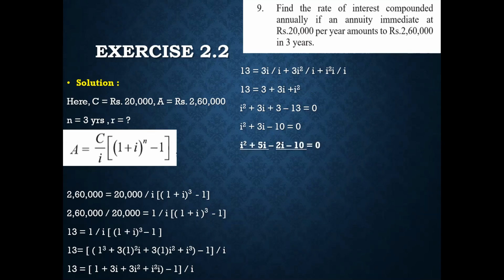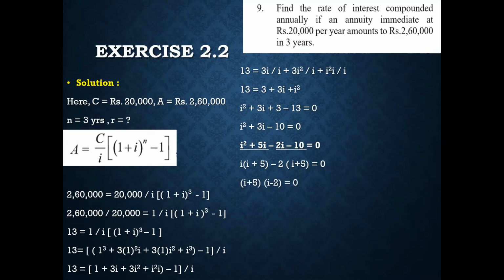I am finding it by the factorization method. So the factors are +5 and -2. So i² + 5i - 2i - 10 = 0. So we make pairs of 2 each. Then I take i common from each of the paired terms. So i(i + 5) - 2(i + 5) = 0.